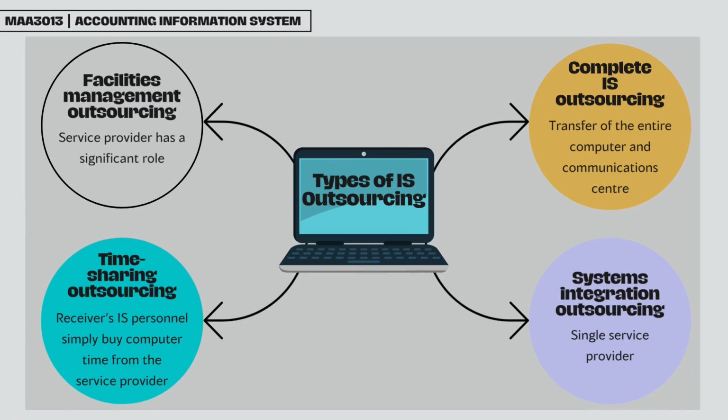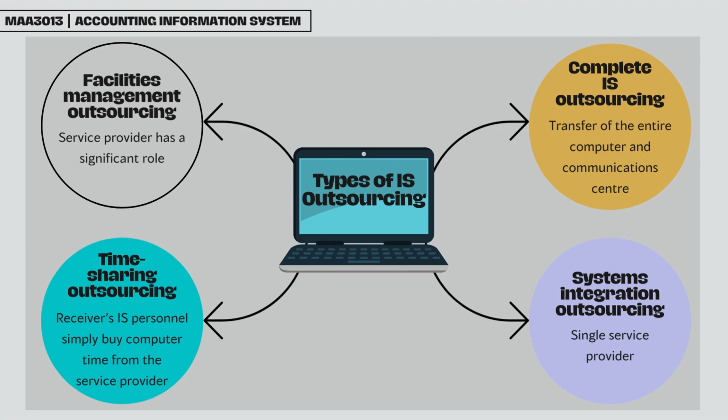There are 4 types of IT outsourcing. One of the types of IT outsourcing is facilities management outsourcing. For this type of outsourcing, the service provider has a significant role in operating the technological resources of the service receiver to operate its complex IS data centers. Second, complete IS outsourcing. It involves the transfer of the entire computer and communication center together with the related IS personnel from the service receiver to the service provider.